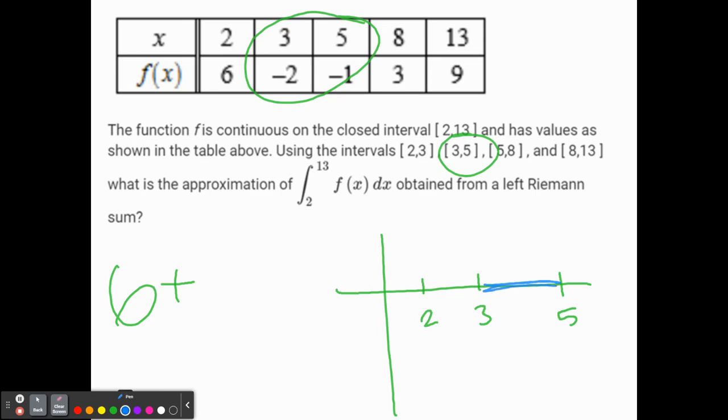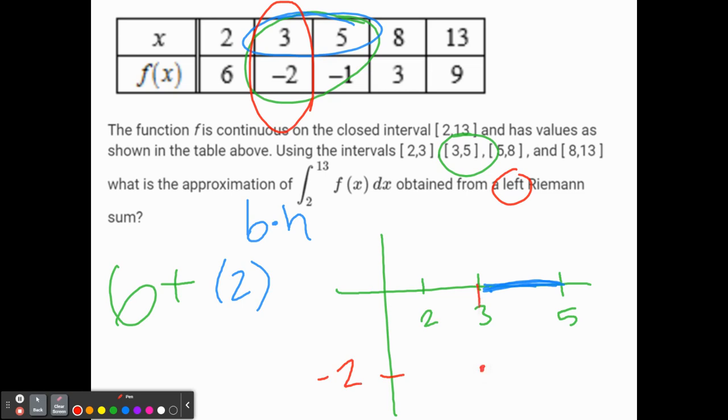I know that the base, again, we're looking at base times height because we're creating rectangles. The base is going to be the distance between these two x values. So the distance between 3 and 5 is 2. So my base for this rectangle is 2. Now for the height, again, I'm calling attention to the fact that this is a left Riemann sum. So we're looking at the left value in this table, which is 3, and f of 3 is -2. That means the height of this second rectangle is going to be down here at -2. So overall, this area is going to be a base of 2 times a height of -2, which is -4.